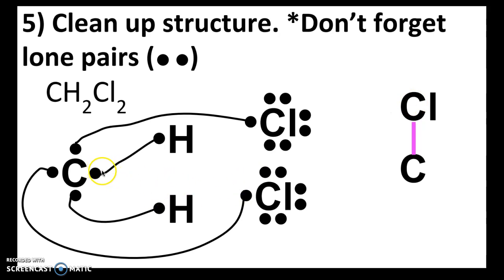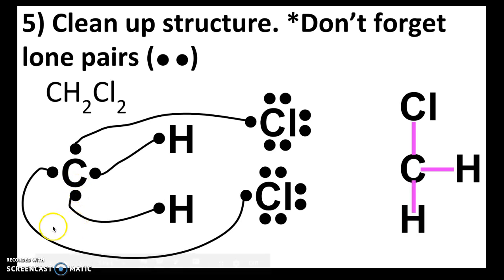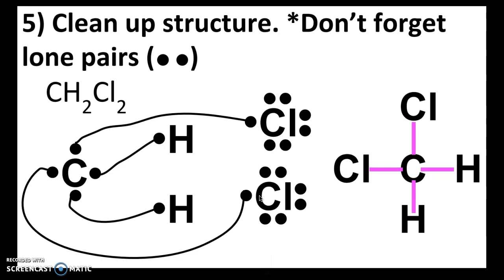If I go around to the right, I see there's a carbon-hydrogen single bond, so I'm going to draw a single bond going straight out. Below it, I see another carbon-hydrogen single bond, so I draw that straight down. And over here I see a bond to a chlorine, so I'll draw a bond going straight out to the left.